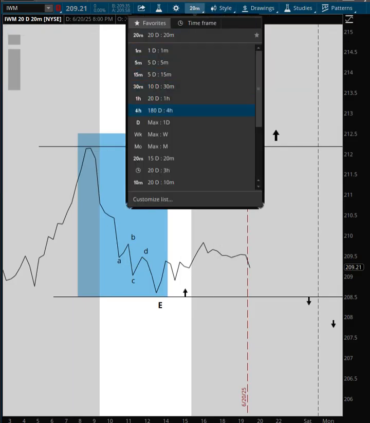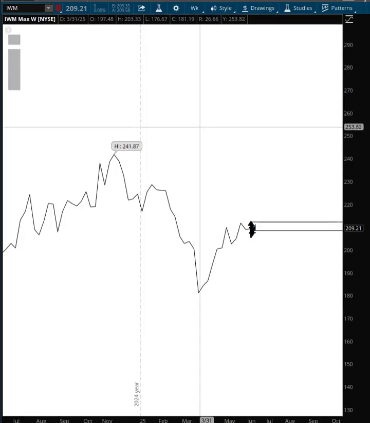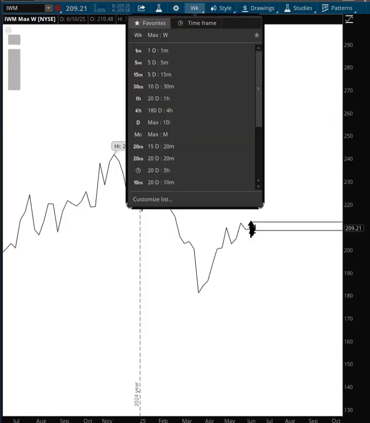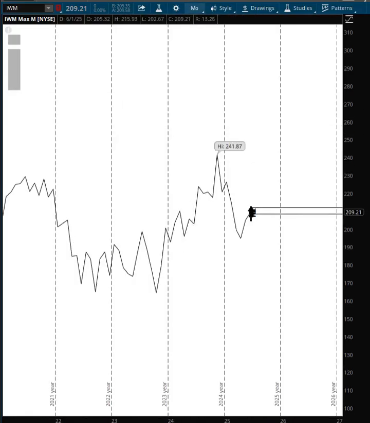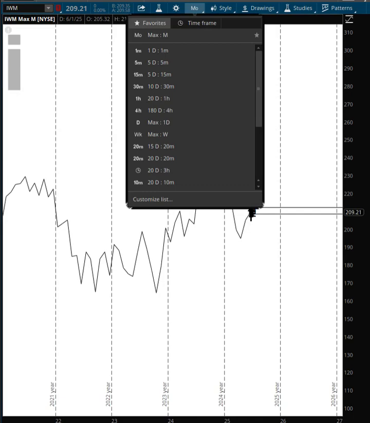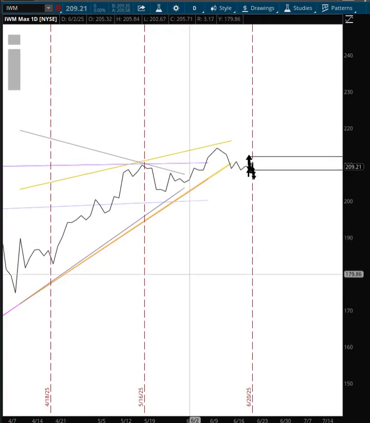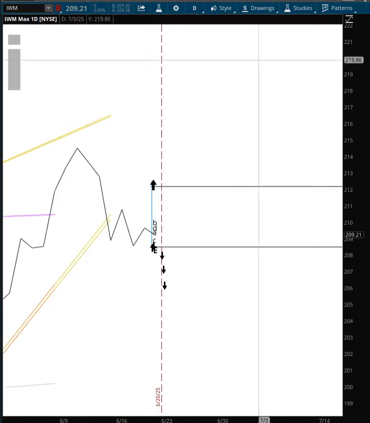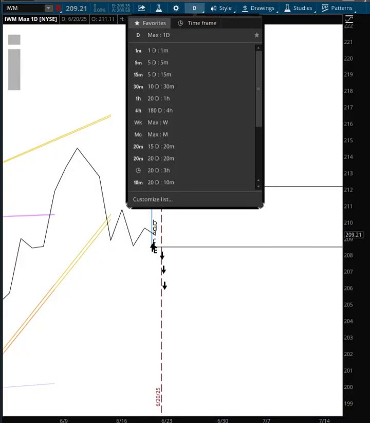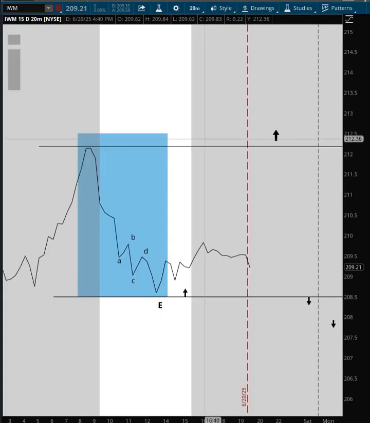Looking at the big picture, the weekly is okay. Well, we're actually on another time frame here, but on the weekly, monthly, nothing there. That's all chaos. Daily, that's all chaos. So we can't do anything there. Hence, we remain on the 20-minute time frame for your entry point. And there it is.